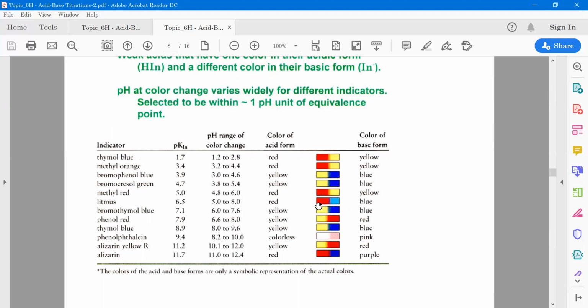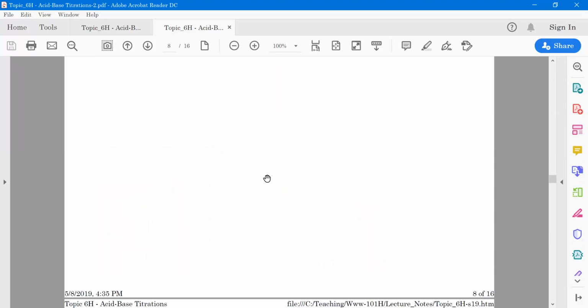They're shown here, not very accurately because this is just a graphic color here. A real solution doesn't look that blue or that red or whatever, but that's what they're for.